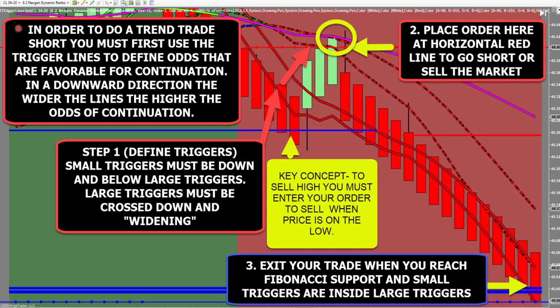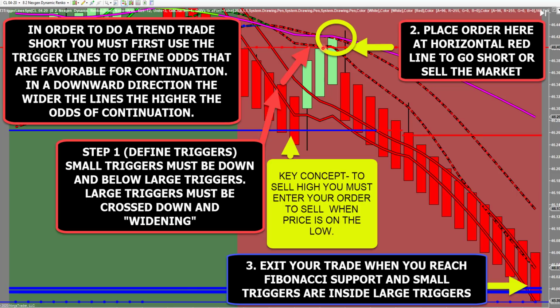So in order to do a trend trade short, first look at your trigger lines. That helps you define the odds that are favorable for a continuation to the downside. So the small triggers are going down strong below the large triggers that are going down strong. Smalls are below the large, which means you're going to place an order to sell or go short at resistance.